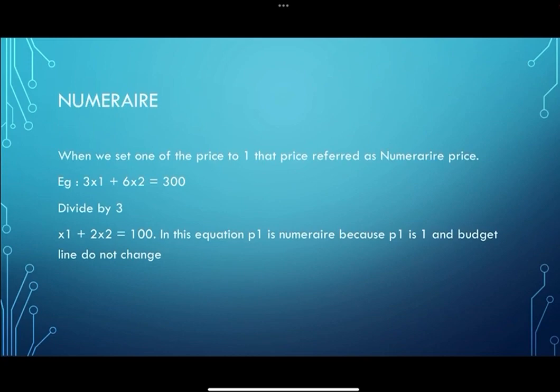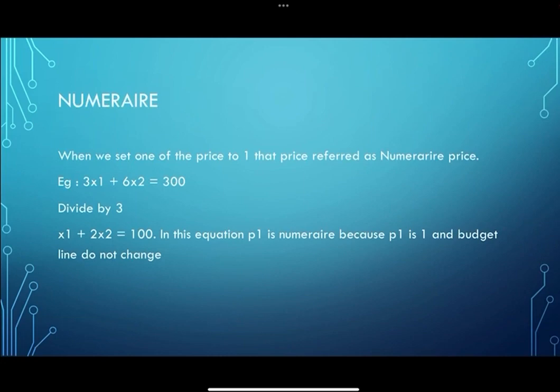See, now consider x1 as 60 units and x2 as 20 units, okay? Substitute x1 as 60 and x2 as 20, and draw the budget line based on this equation, that is x1 as 60 and x2 as 20. Just draw the budget line and just divide this by 3.